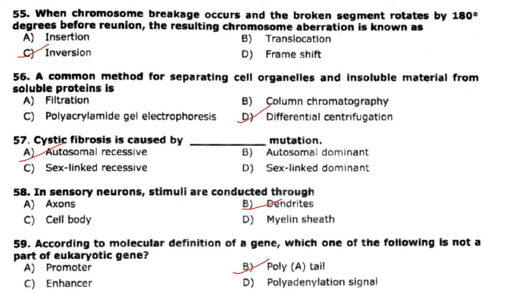According to the molecular definition of a gene, which one of the following is not a part of the eukaryotic gene? So promoter, poly-A tail, enhancer, polyadenylation signal. So poly-A tail is not a part of the eukaryotic gene. It is added to the mRNA transcript after synthesis of mRNA from DNA.